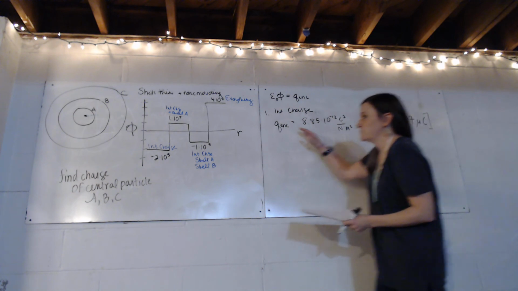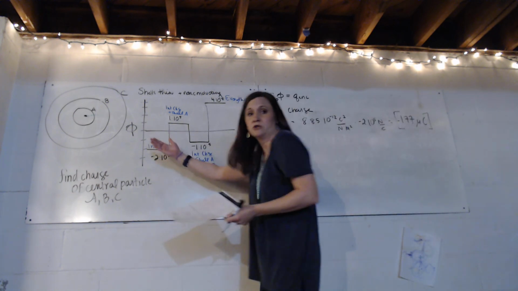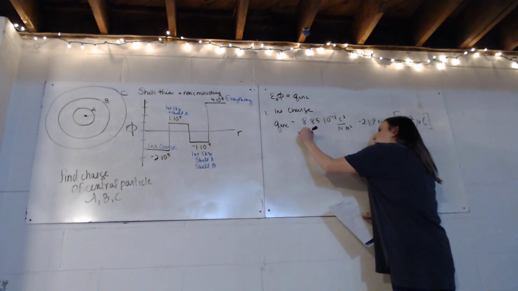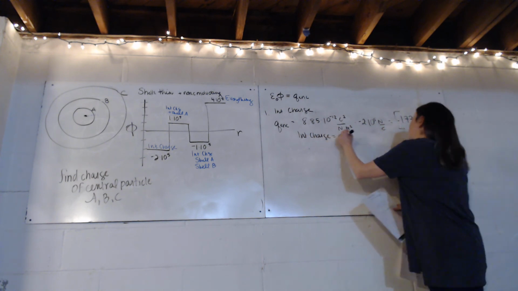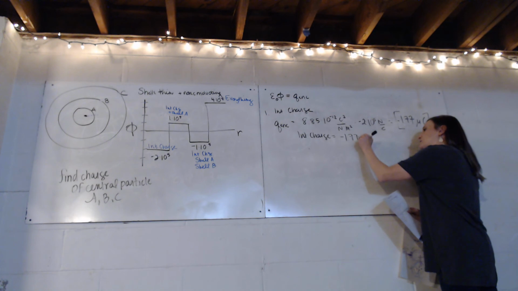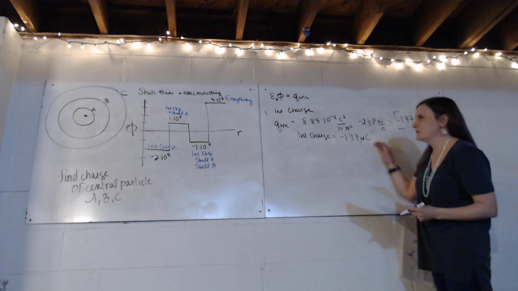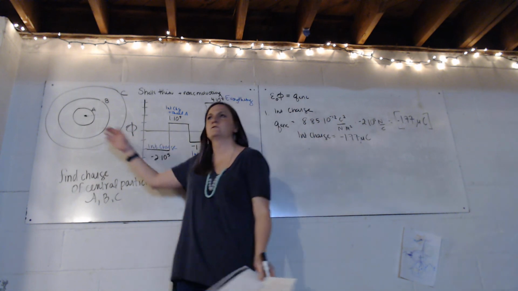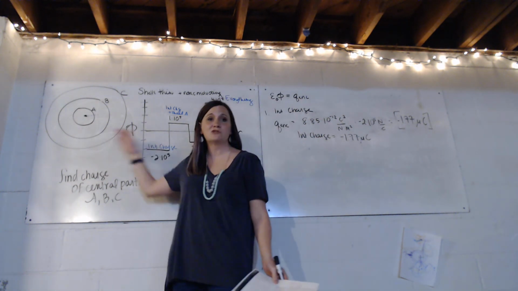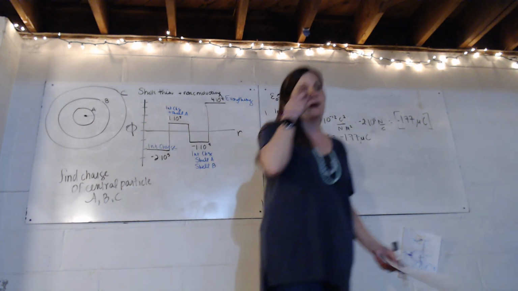Okay? Now, my charge enclosed here is just the interior charge. So we would say the interior charge is equal to negative 1.77 microcoulombs. So this one, as you see, is a little bit different. I'm not actually using the equations for the spherical geometry. I'm just using Gauss's law, like straight up Gauss's law and reading a graph.